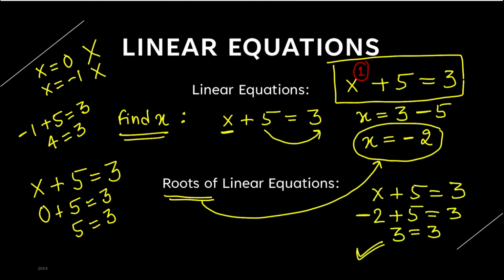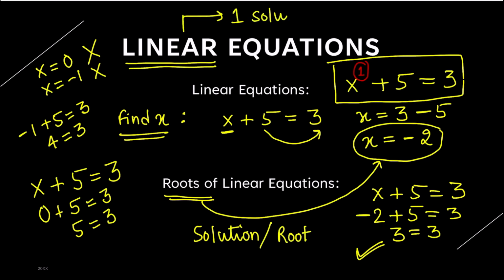It means x is equal to minus 2 is the only one number which satisfies this equation, and this x is known as the solution of the equation, or we can also say this is a root of this equation, right? I hope this is clear. x is equal to minus 2 is the root of this equation. Now, whenever it's a linear equation, when the power of x is 1, then there is only one solution possible. It means x is equal to minus 2 is the only one value of x which satisfies this equation and nothing else, right?